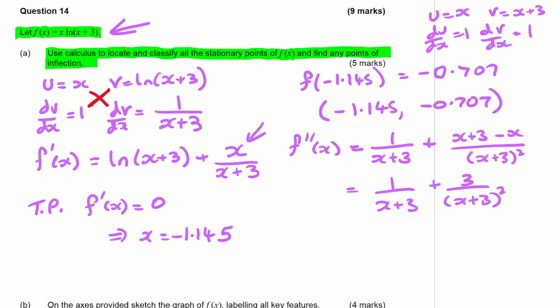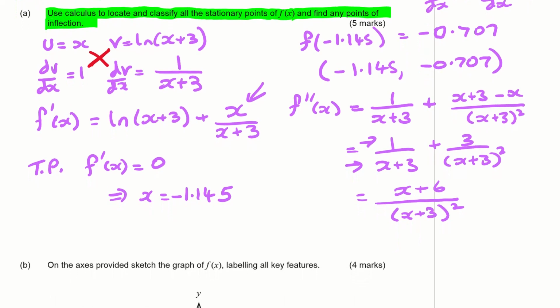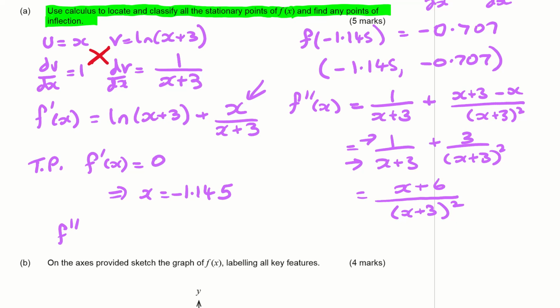And if we want, we could simplify that to being x plus 6 over x plus 3 all squared. We just multiplied the top and bottom of this by x plus 3 to do that. Okay, so we want f double dash of negative 1.145 to classify our turning point, and if we work that out, it is greater than 0, and so that implies that we have a minimum. So this is a minimum.